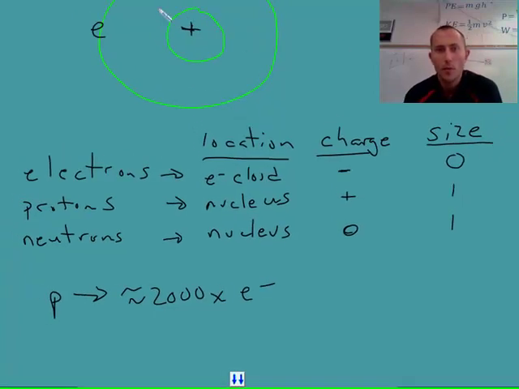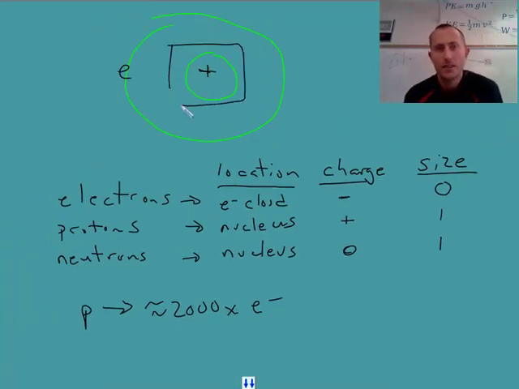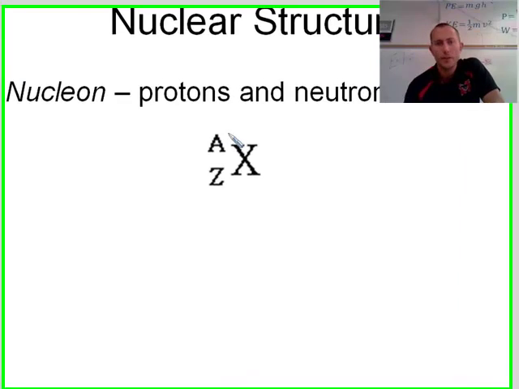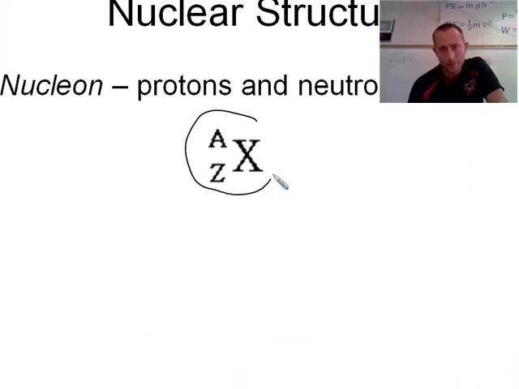So now let's look a little bit more at this part right here, this nucleus. The nucleus, as we know, is made up of both protons and neutrons. Collectively, these are called nucleons. When we write out chemical formulas and we're talking about nuclear structure, we're going to see it written in this generic form here. In this form, X represents the chemical symbol. So whatever the symbol for that element is, that's going to be written there.